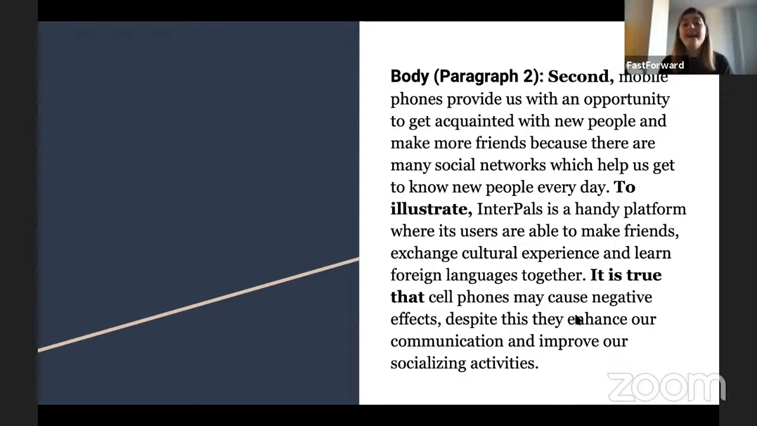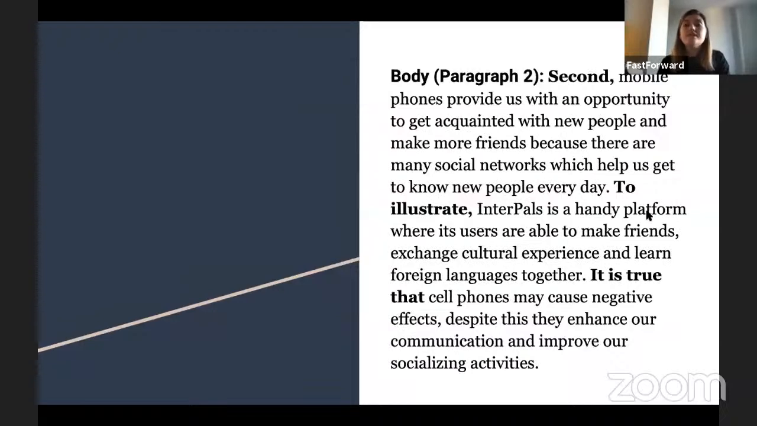And my final part is actually my conclusion again, right? You see that I started from another structure, right? And this structure is, it is true that. I suggested it to you previously, so I mentioned it before. And again, I'm trying to conclude my idea only related to making new friends, only to the second reason. And I'm saying cell phones may cause negative effects. Despite this, they enhance our communication and improve our socializing activities. Socializing activity, this is something related to making new friends, expanding your social circle. So it explains my second reason properly, okay, and concludes this idea very well. That's what I meant by this final sentence, okay, practically in your essay, okay? Yeah, that's it.